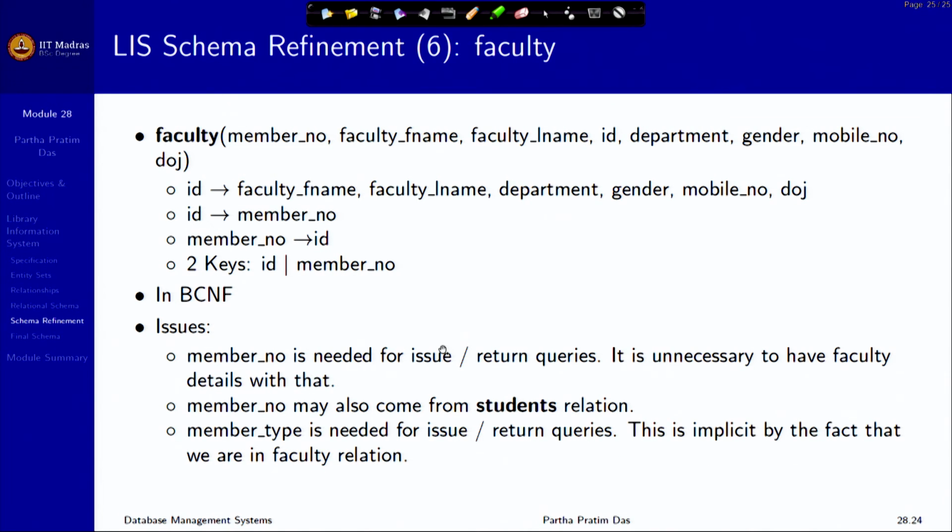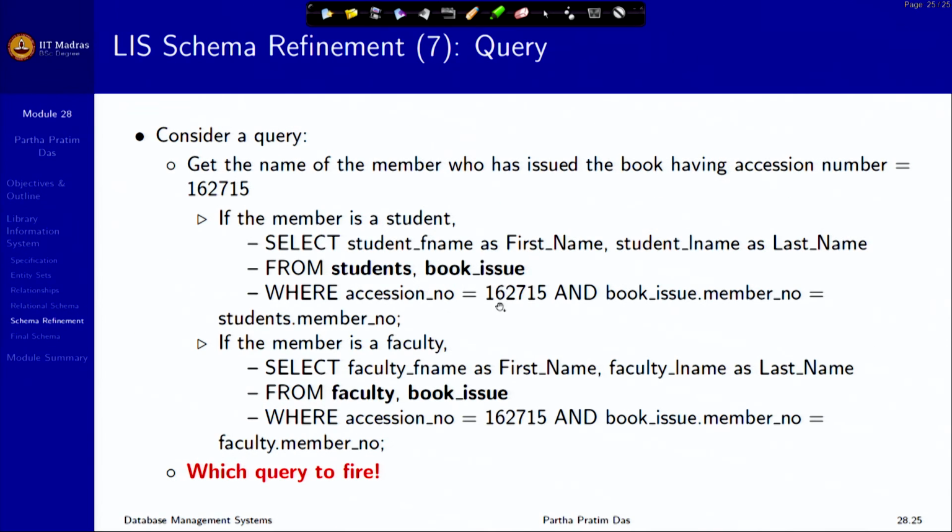Member number can also come from the faculty. Similarly, member number is common, again in the faculty. It is very easy to see the design, it is already in BCNF, but member number can also come from the students. How do you differentiate between them? That is where you get into the problem with writing a query.